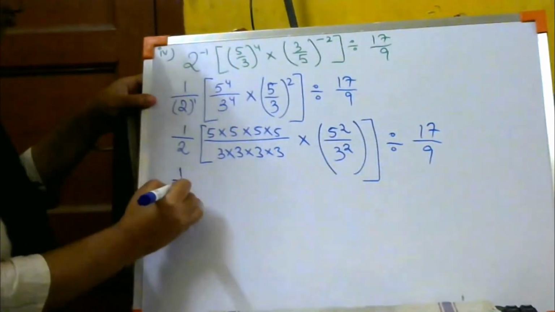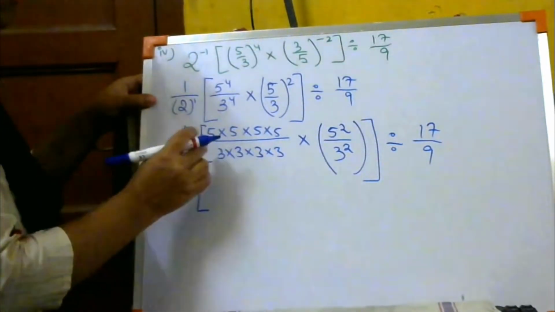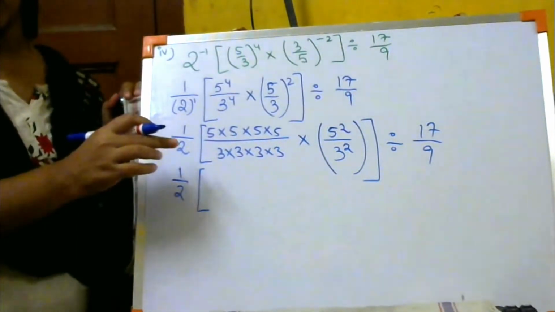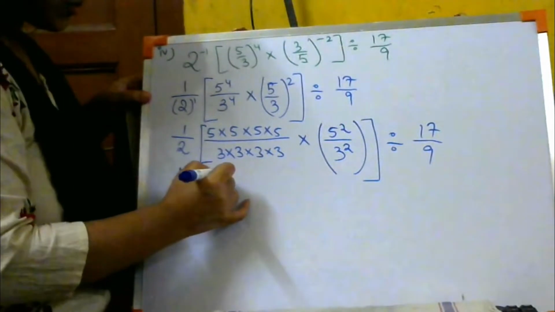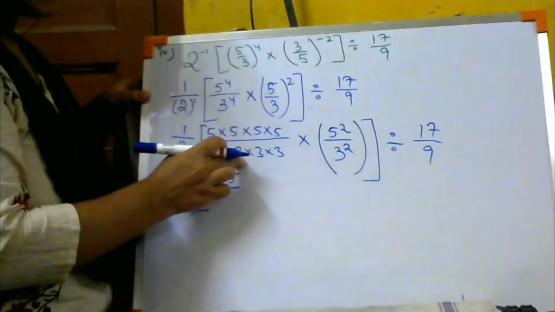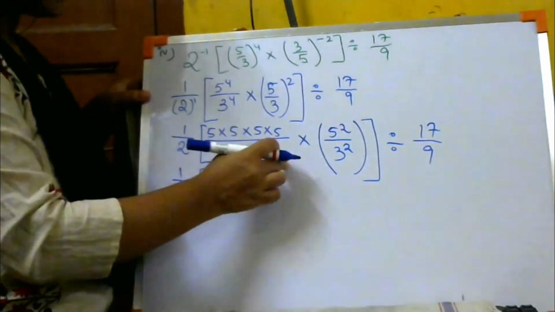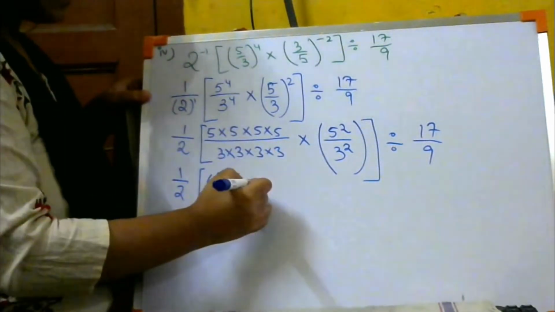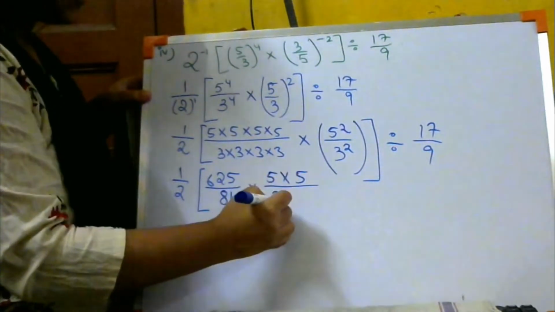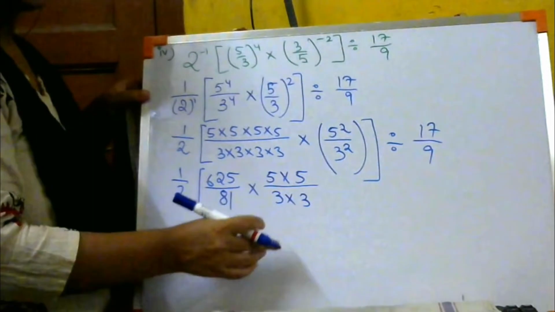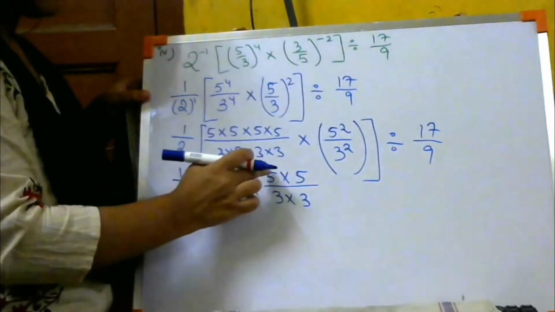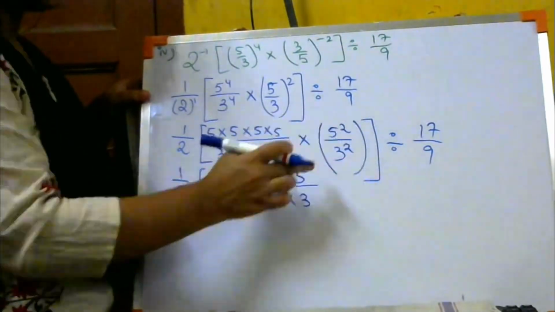Okay, 1 by 2. Let us solve inside the bracket first. 5 5s are 25. 25 5s are 125. And 125 5s are 625. If you do not know, do it in the rough work. 3 3s are 9. 9 3s are 27. 27 3s are 81. Into, now over here, 5 into 5 divided by 3 into 3. I hope you people are understanding what I am doing. 5 square means 5 into 5. 5 square means 5 to the power 2, so 5 into 5. 3 square means 3 to the power 2, so 3 into 3.